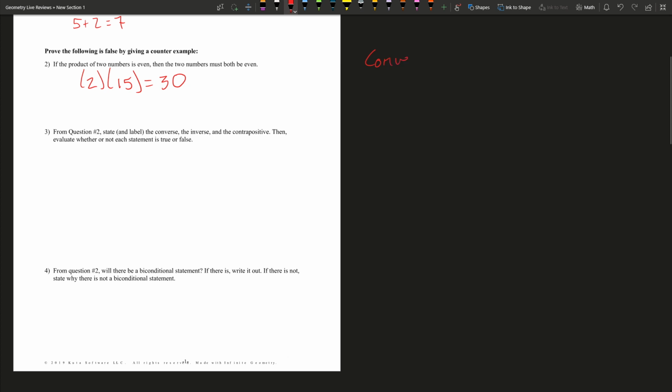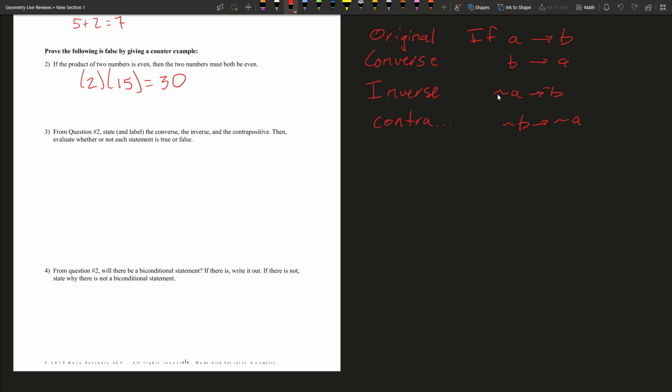Converse: if our original is if A, then B, our converse is if B, then A. Inverse is if not A, then not B. And our contrapositive is if not B, then not A.